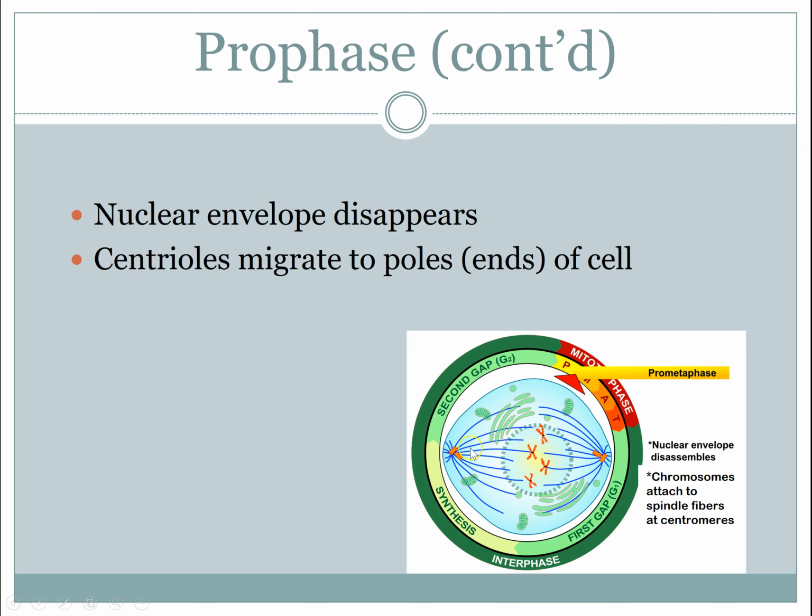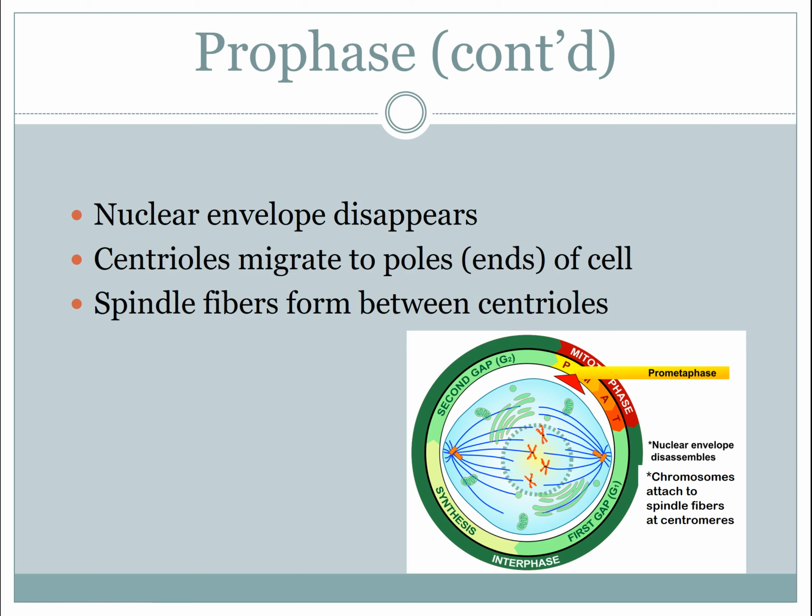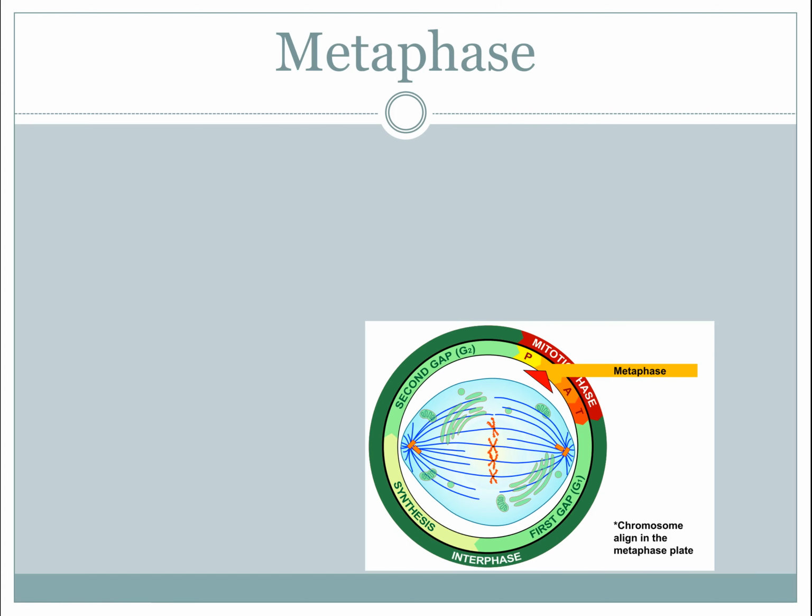Centrioles, which are these orange structures at the end, migrate to the poles or the ends of the cell. Usually they're kind of just floating around in the middle, but they actually move to the ends of the cell. And spindle fibers, which you can think of as long threads, form in between these centrioles. Those are the blue fibers there.